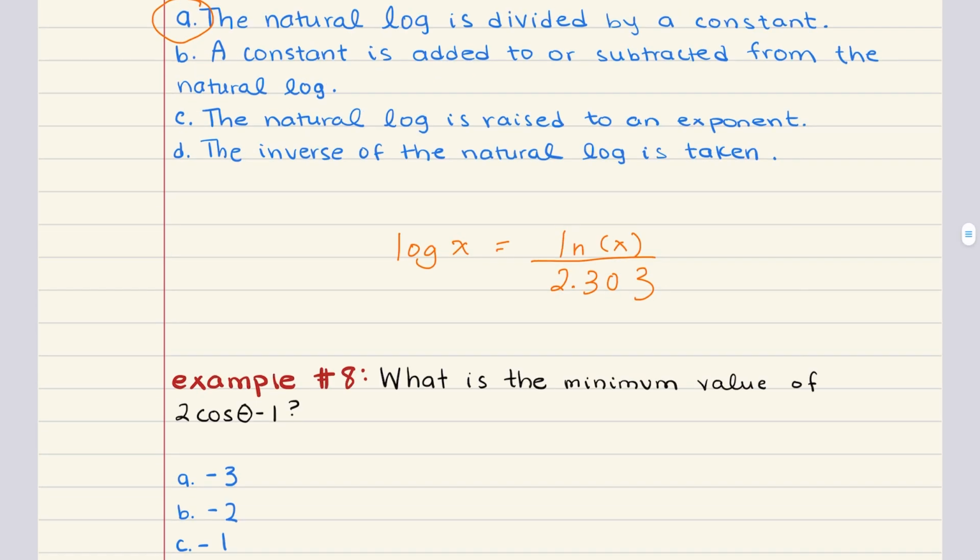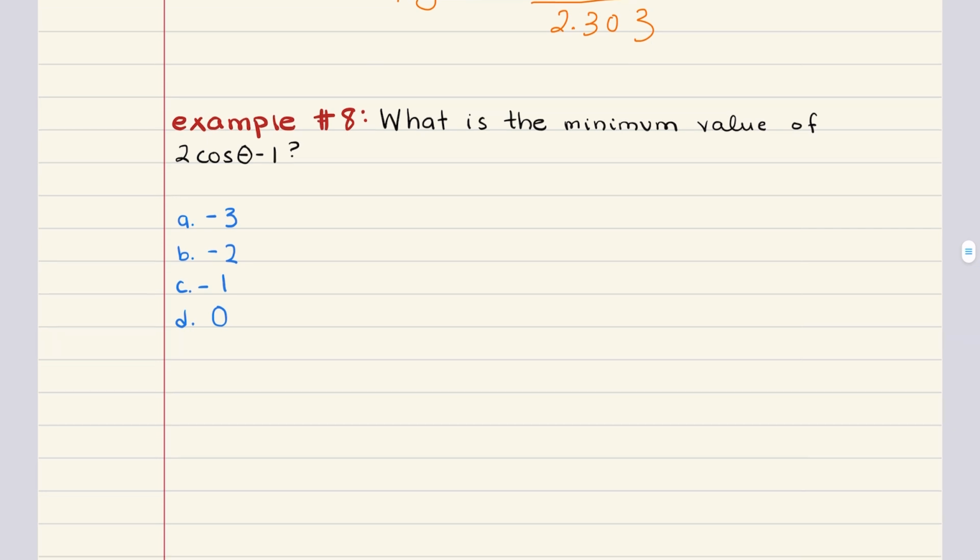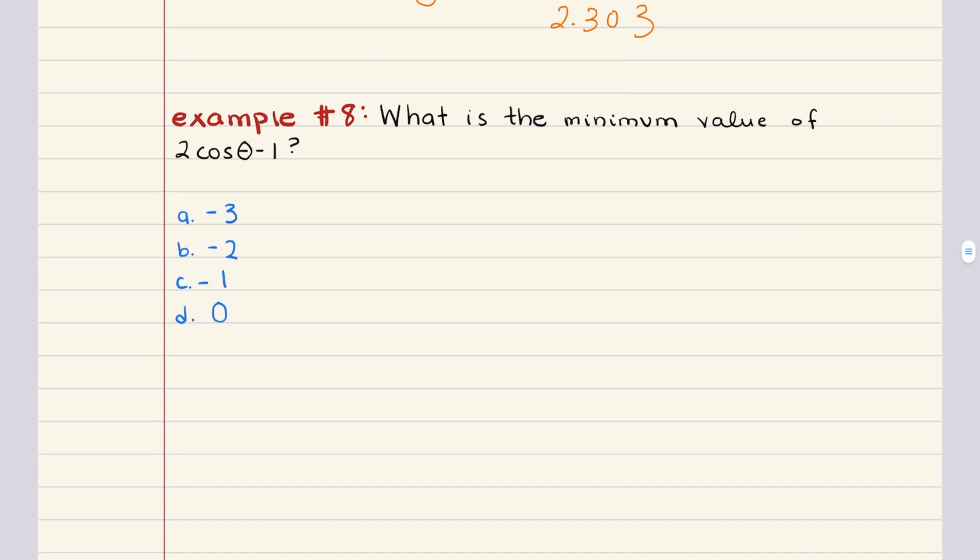Problem 8 says, what is the minimum value of 2 cosine theta minus 1. To determine the minimum value of 2 cosine theta minus 1, we first need to understand the range of values that the cosine function can take. The cosine function oscillates between -1 and 1. This means that the smallest possible value of cosine theta is -1.